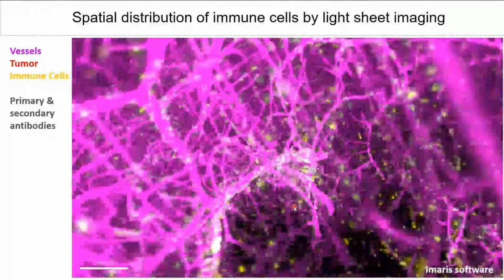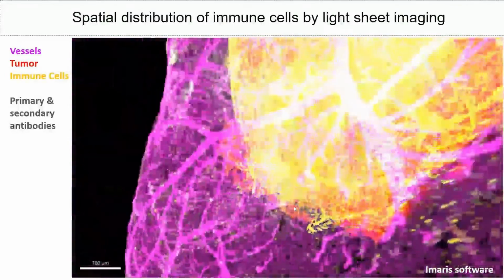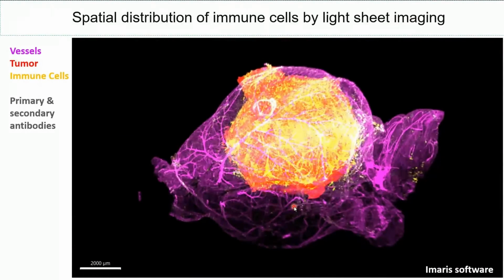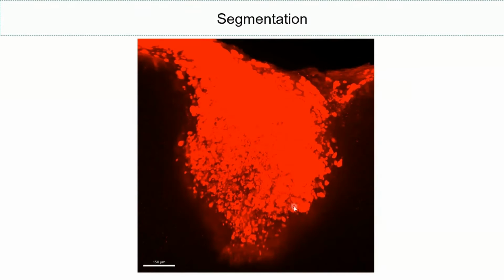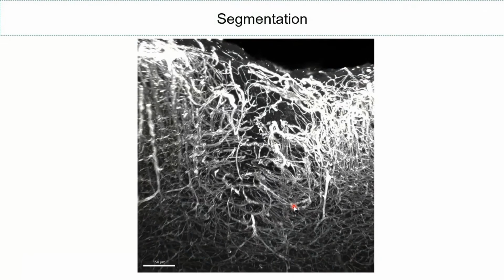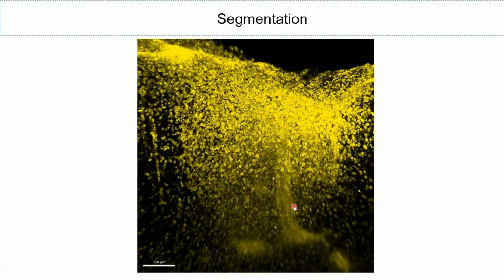And by using this technique, we could investigate the spatial distribution of the immune cells, because in glioblastoma, as in most of the solid tumors, these immune cells are located outside of the tumors. To analyze this, we used IMARIS software, and we performed segmentation of the tumor cells, and then segmentation of the blood vessels, and also of the immune cells.